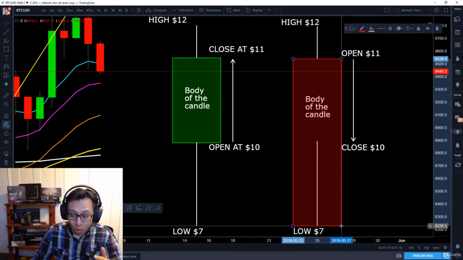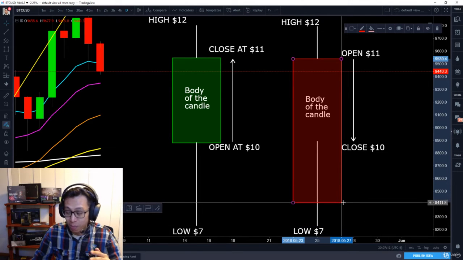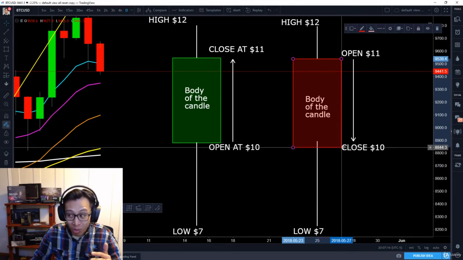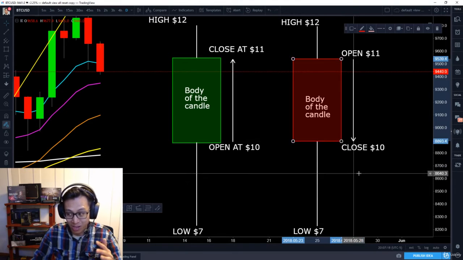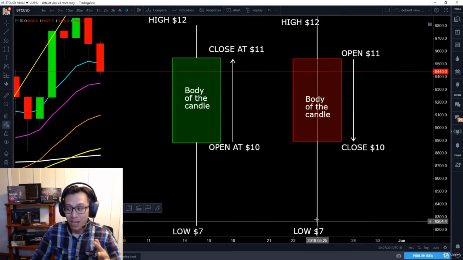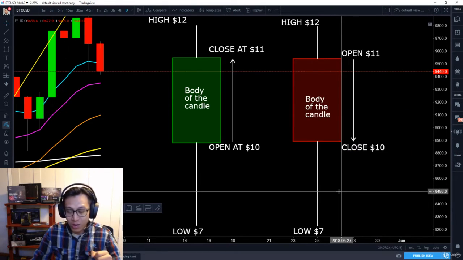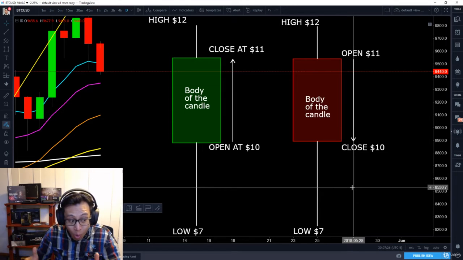So now the Bulls step in and they're like, okay, we're pushing it up, all the way back up to $10. So that's what it means. It means that in the range from $7 to $10, there was really, really strong support. That's what it basically means: it's not getting below that.